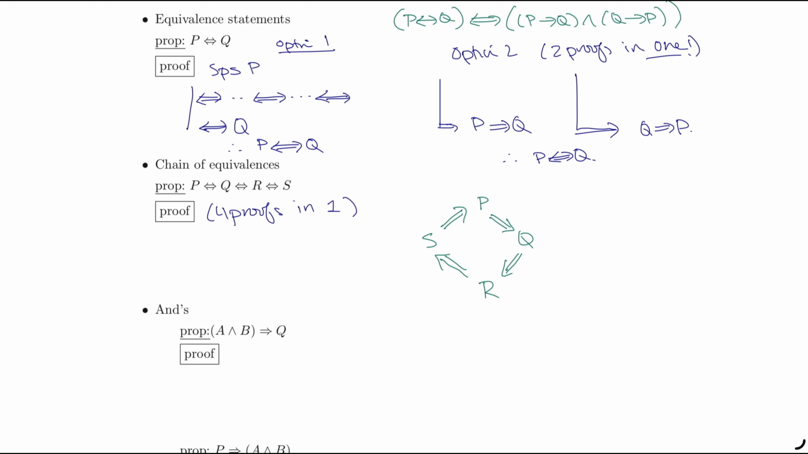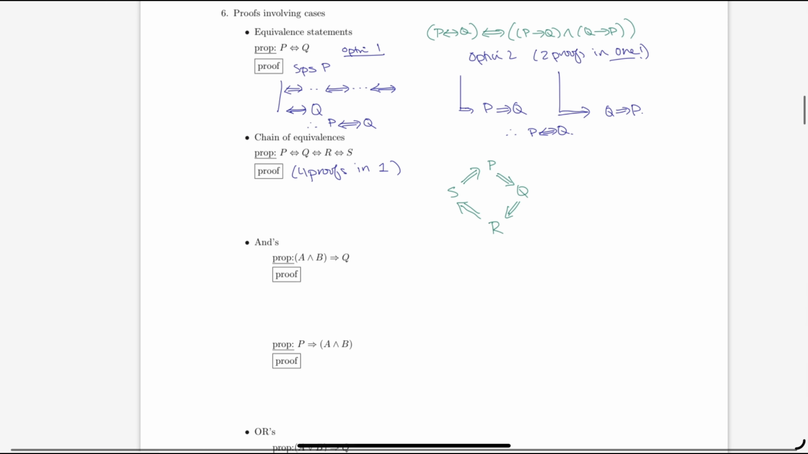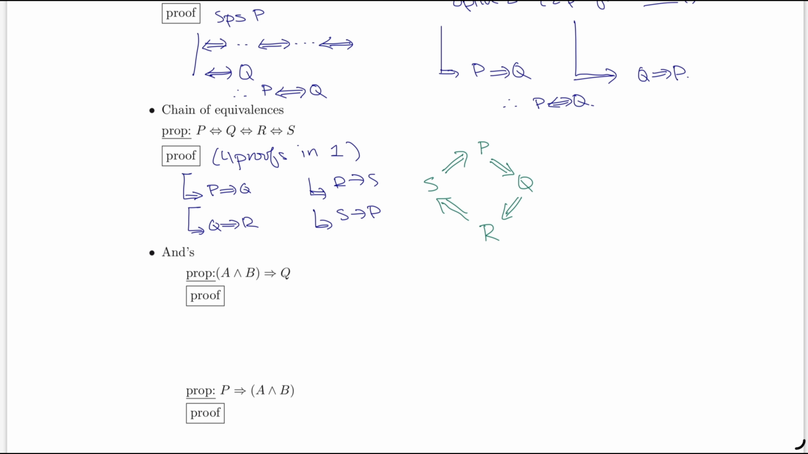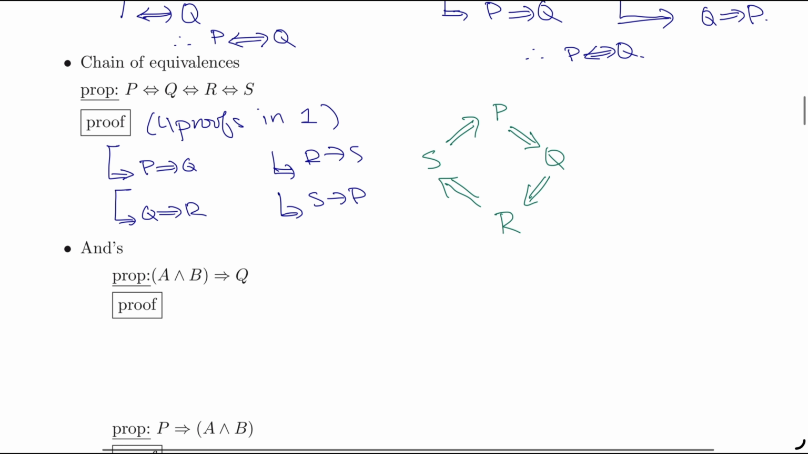So if I'm using this ordering, I would first prove somehow that P implies Q. I would then prove somehow that Q implies R, then somehow that R implies S, and then somehow that S implies P. And note, you need to make sure all these proofs are independent, so that at no point in these proofs are you assuming anything other than what has already been proven here.